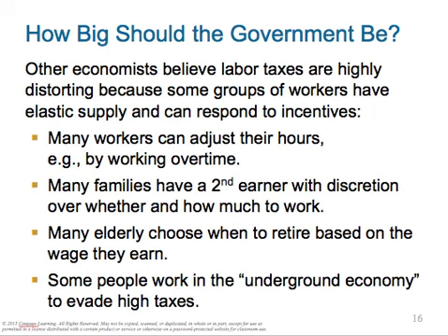Other economists believe labor taxes are highly distorting because some groups of workers have elastic supply and can respond to incentives. Many workers can adjust their hours, for example, by working overtime or not working overtime. Many families have a second earner with discretion over whether and how much to work.